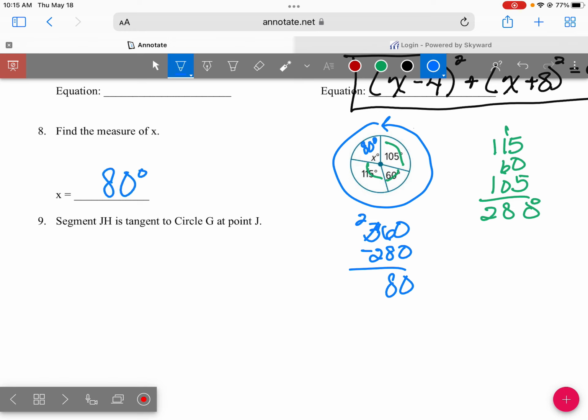And what kind of an angle is this, since it's at the center of the circle? Central. The vertex is at the center, which makes it a central angle.